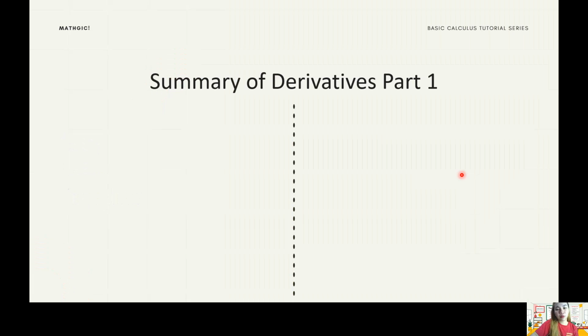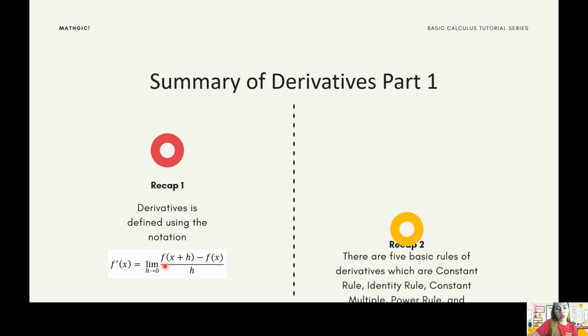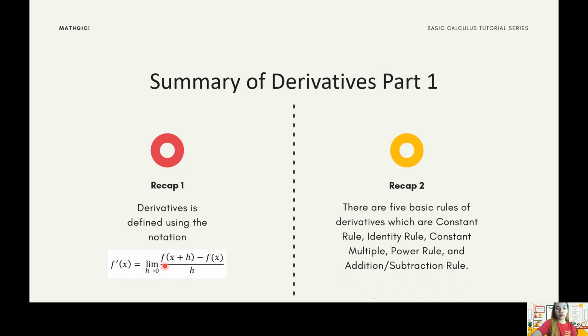Now, we have to summarize our discussion. Our first recap is derivatives is defined using the notation f prime of x equals the limit of f of x plus h minus f of x all over h as h approaches 0. And aside from using the derivative by definition, we also have 5 basic rules, which are the constant rule, identity rule, the constant multiple, power rule, and addition or subtraction rule. That's all.